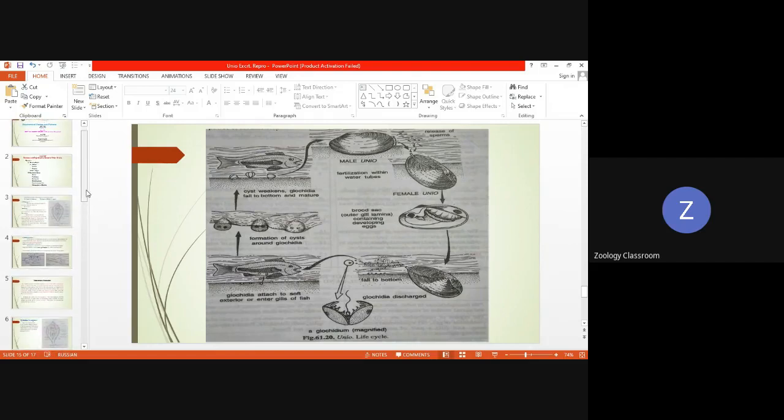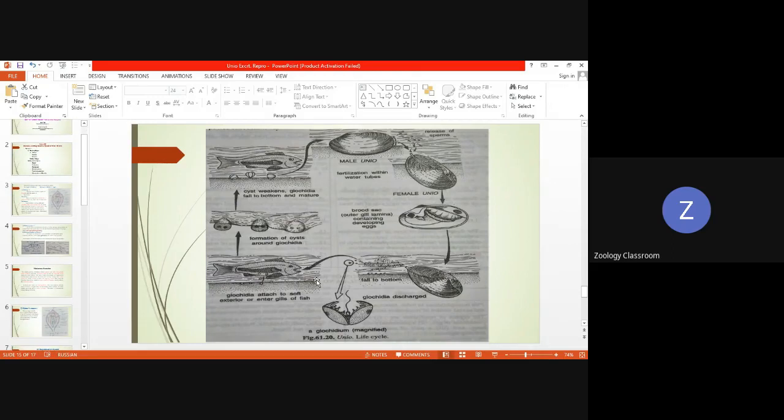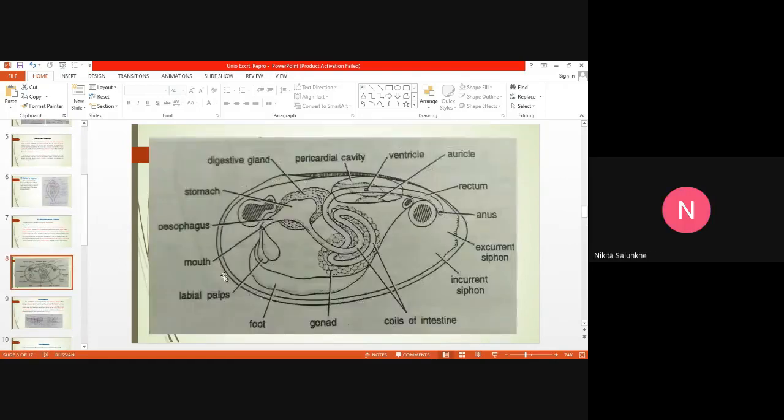So highlights of the reproductive system. Even though the sexes are separate, there is no sexual dimorphism. Gonads are there, but where are these gonads located? Around the foot, in the coils of intestine, in the visceral mass. Okay. Gonads are lined by the epithelium, and this epithelium produces gametes, sperm in male and ova in female.